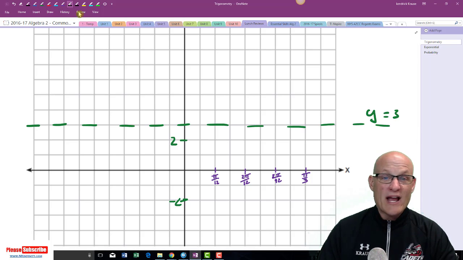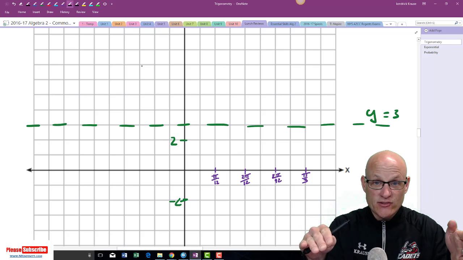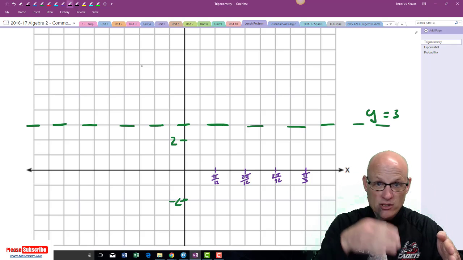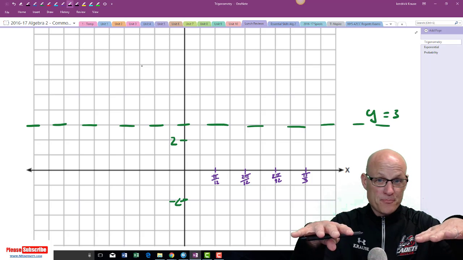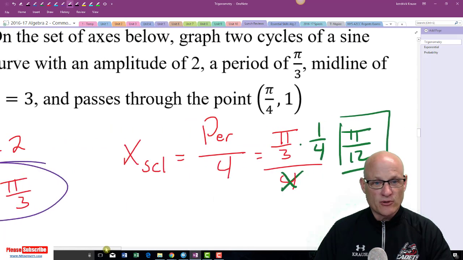Now, when you graph a sine function, it starts at 0, ends at 0, 0 in the middle. Now, if we've got a midline, now we've moved it up. So they're still going to start at 0, but start at 0 at the midline, and end at 0 on the midline. Now, why did I come out here? Because didn't we say that we have a period of pi over 3? That means it's got to end at pi over 3, 0 in the middle. Now, I got to decide, am I going up first or down first?